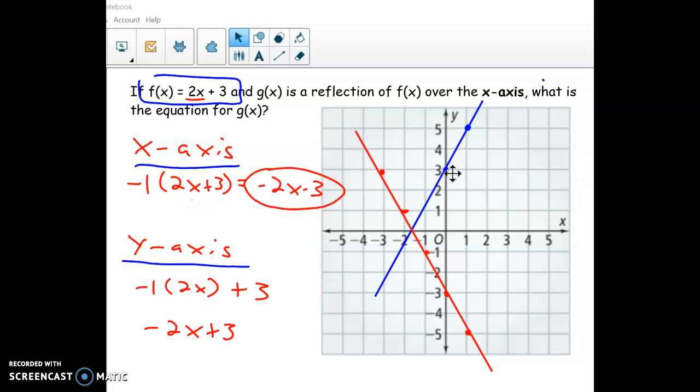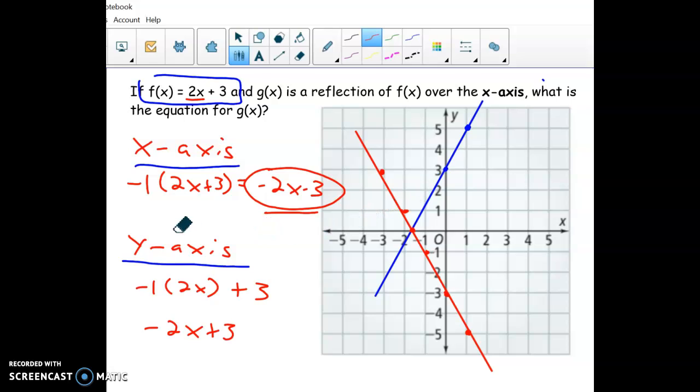When I look at my answer, it does look like the original line got flipped over the x-axis to give us this equation. That's a way I can verify that my answer is right, just looking at it graphically. So you can memorize this, that the whole thing times -1 is for the x-axis and just the x part is for the y-axis, or you can draw it out.